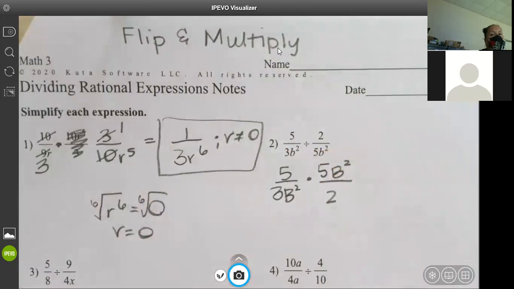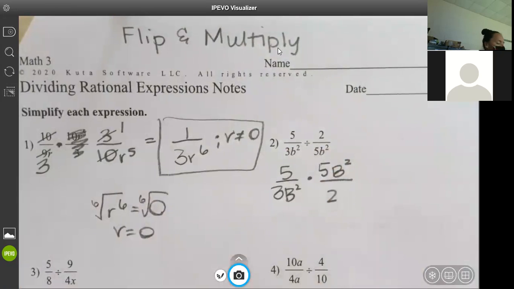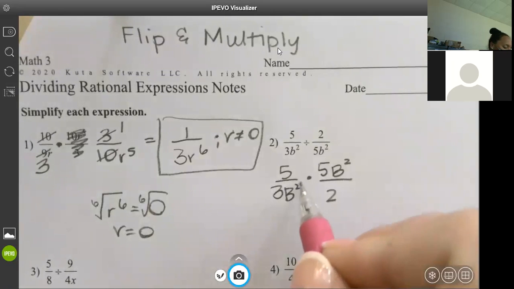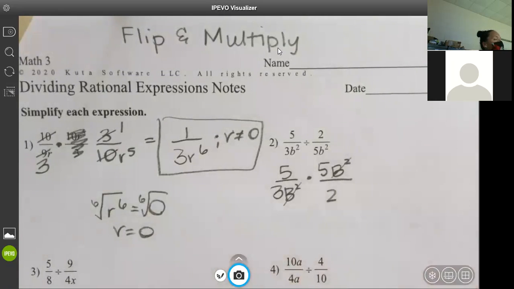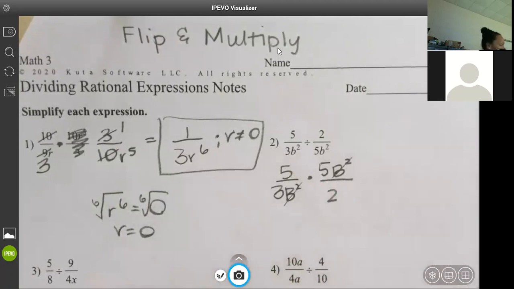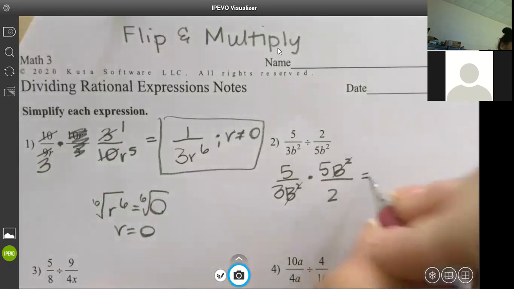All right, so on the next one, all we did was flip and change it to multiply. If it's the same on the top and the bottom, we can mark it out. So we can mark out b squared. Remember, that causes a hole. And then if there's nothing else you can mark out, 5 won't reduce with 3 or 2. So this is as good as it gets. We're just going to write what we have left.